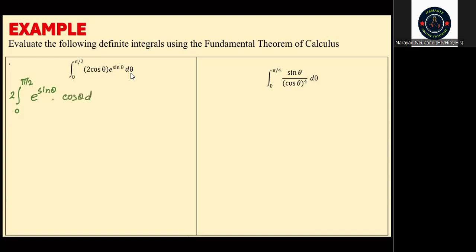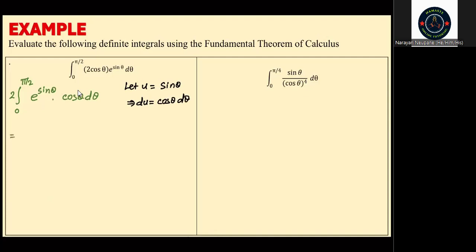Cosine theta d theta. Now, if you look at this carefully, this part is a composite function, e to the sine theta. Your inside function is sine theta. And notice that the derivative of inside function is also here. Derivative of sine theta is cosine theta. So if the derivative of inside of the composite function is also there in the integral, we can use the u substitution, where u is that inside function. So let u equal to sine theta. Then du, if you find the derivative, is equal to cosine theta d theta.